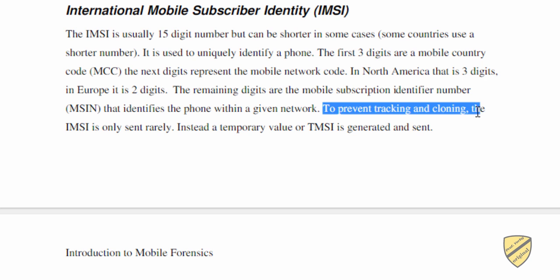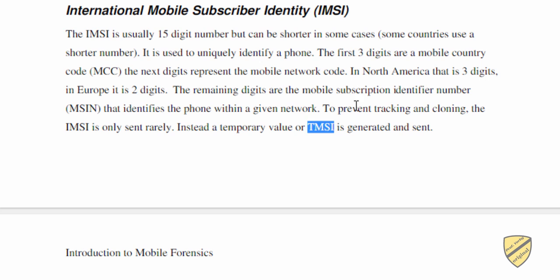To prevent tracking and cloning, the IMSI is very rarely sent over the network. Instead, a temporary mobile subscriber identity is generated and sent out. So it's a pseudo IMSI, a pseudo subscriber identification based off of the original one that should not be able to be reverse engineered. And that one is the one that's sent to authenticate you to the network, so that when you get ready to place a call, you're able to place your call.